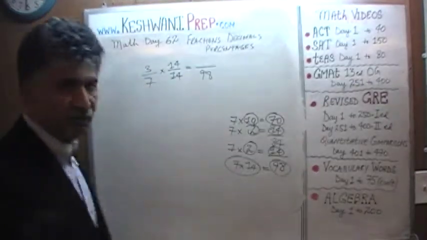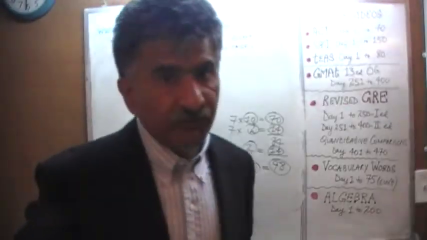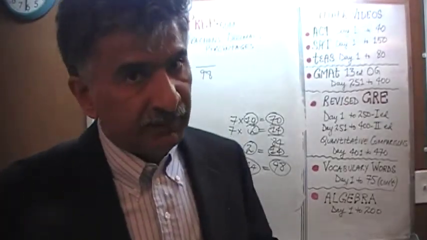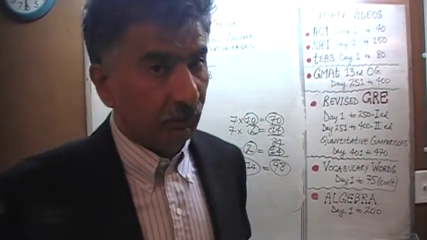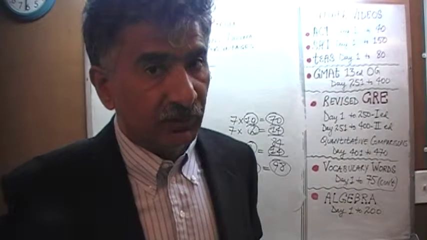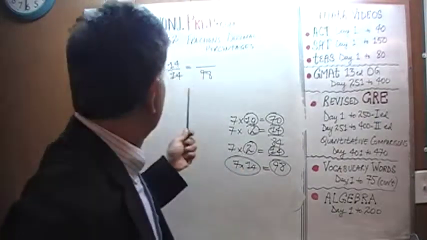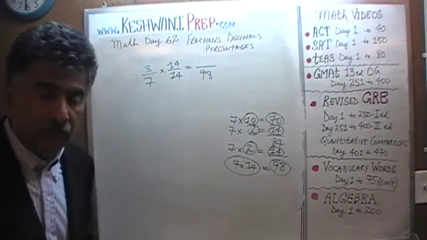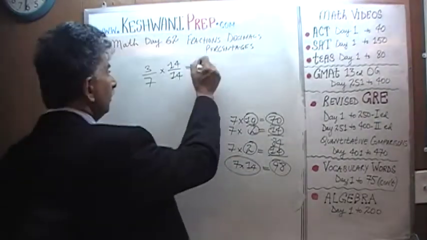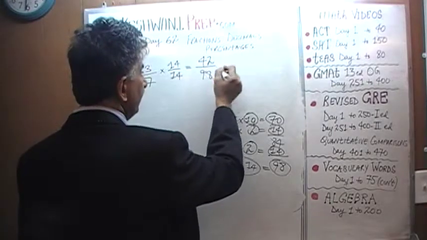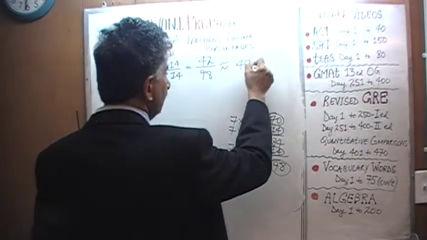14 times 3, how much is 14 times 3? Well, we know 15 threes are 45, that we do know by heart. We don't have 15 of them. We only have 14 threes. So instead of 45, it's going to be 42. 42 over 98, that's approximately 42%.